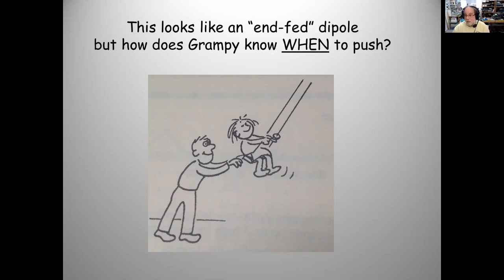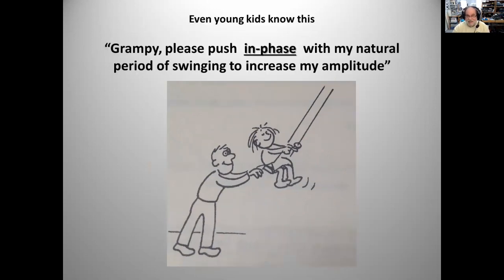How does Grampy know when to push? What if I blindfold? I don't know when to push. Maybe my grandkid yells, "Push now, Grampy!" But she says to me, "Grampy, Grampy, push in phase with my natural period of swinging to increase my amplitude." Is she right? She probably wouldn't say it with those words, but is she right?